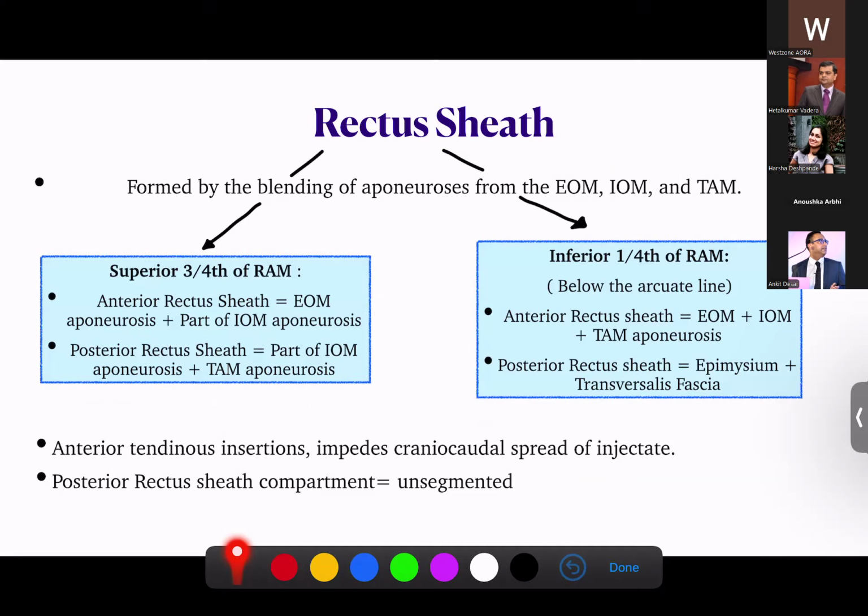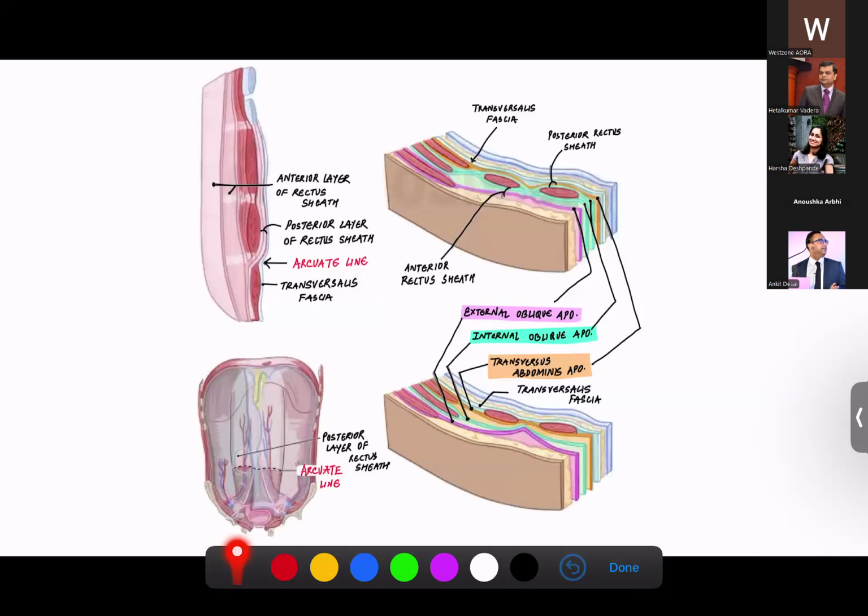The superior 3/4 part of the rectus sheath above the arcuate line, the anterior rectus sheath, is formed by the external oblique aponeurosis and a part of internal oblique aponeurosis. And the posterior rectus sheath above the arcuate line is formed by part of internal oblique aponeurosis and the transversus abdominis aponeurosis. Whereas below the arcuate line, the anterior rectus sheath is formed by all three aponeuroses together, and the posterior rectus sheath is either absent, or we can say it is formed by epimysium and the transversalis fascia, as it is visible in this figure.